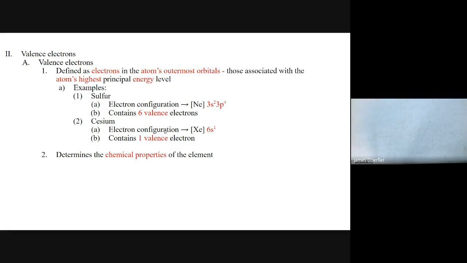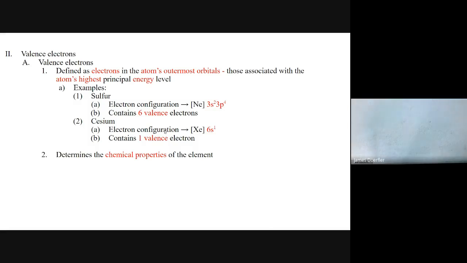Our last bit of information for section 3 is talking about valence electrons. What a valence electron or electrons are is essentially the electrons in the atom's outermost orbitals. Or in other words, the electrons associated with the atom's highest principal energy level. I'm going to give you another little thing you can write on here.